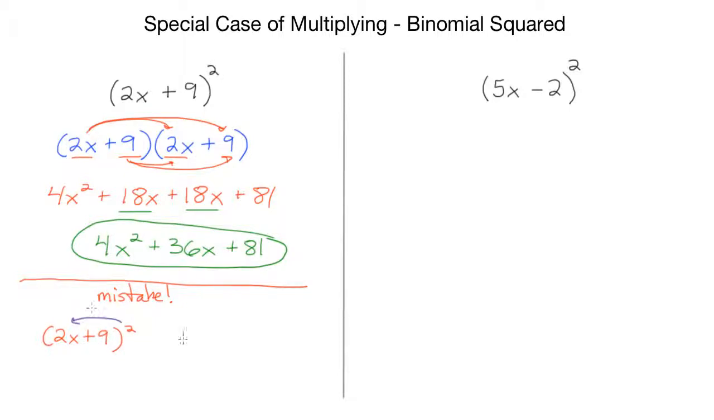They say, okay, well, 2x squared then is 4x squared. And then 9 squared is 81. And they say, all right, there's our final answer, 4x squared plus 81, because I squared the 2x and I squared the 9, so I'm done. And notice, if you do that, you miss this whole middle term. You miss the 36x, or the 18x plus 18x. It's critical, right? This is not equal to this.